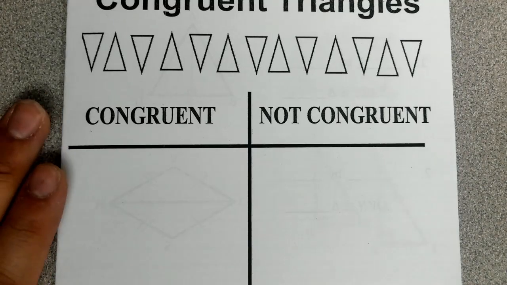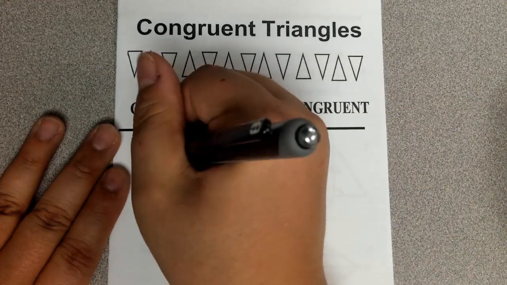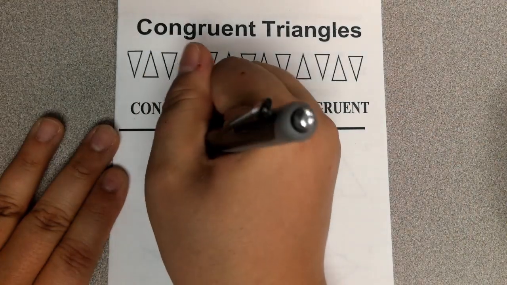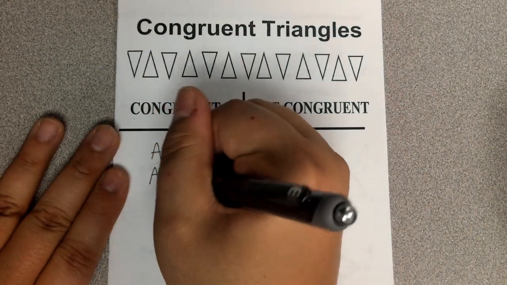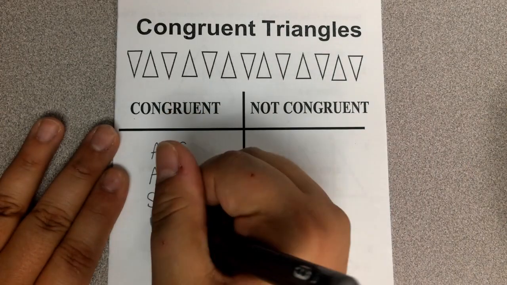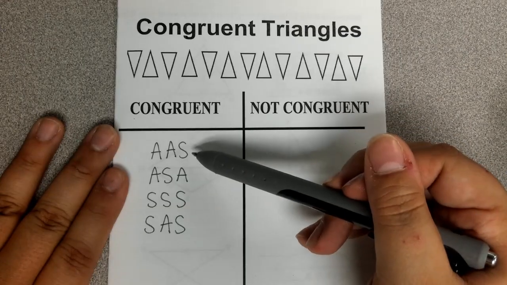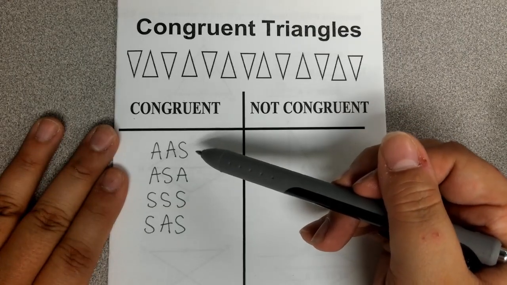Okay, so to reiterate, the congruent ones based on our posters: AAS, ASA, SSS, and SAS. And again, this one right here, you could write SAA, that's fine.